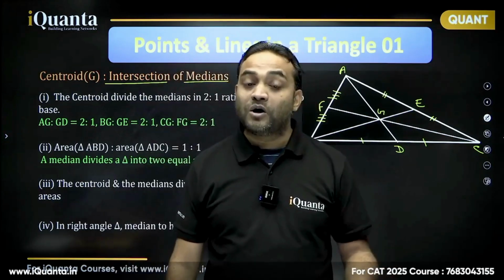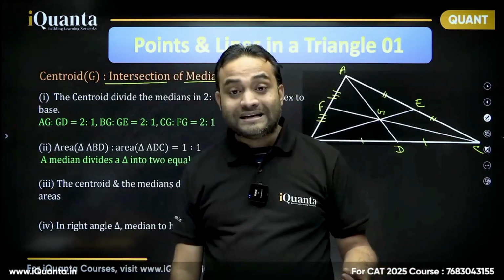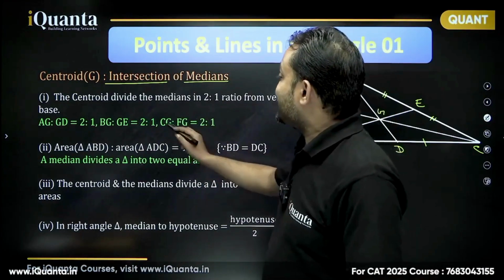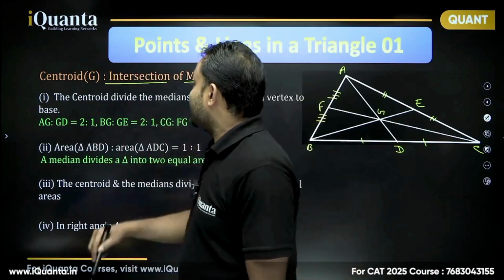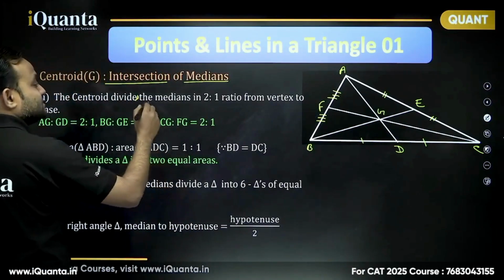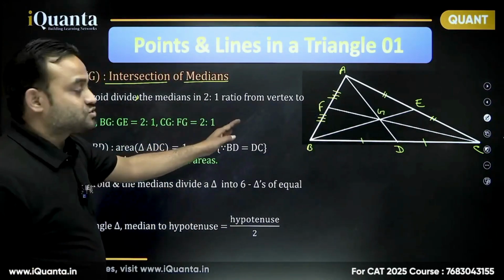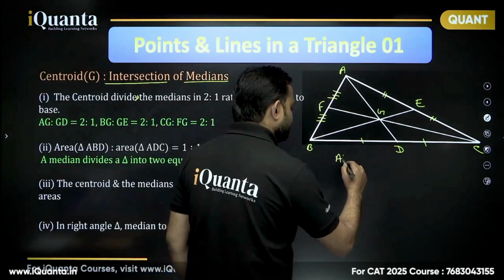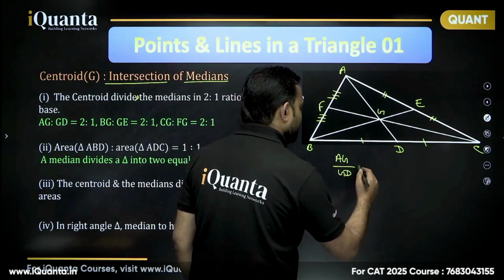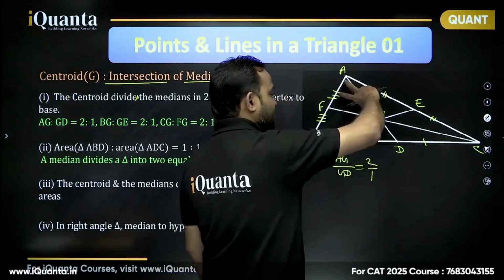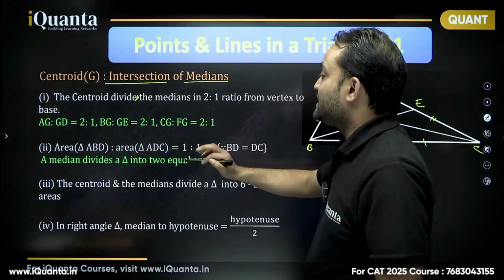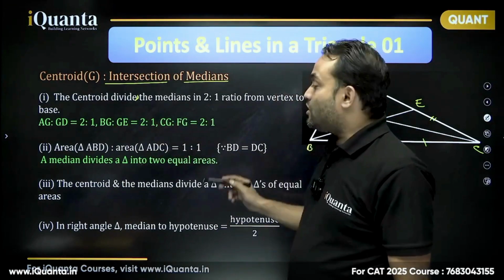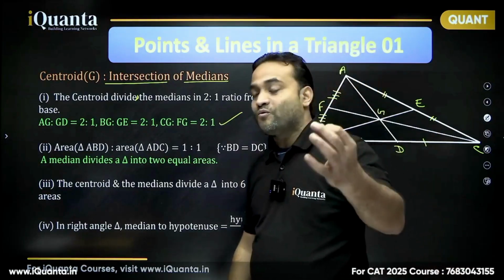Now what do we know about centroid, medians and their properties? So first, most important part, the centroid divides the medians in 2:1 ratio from vertex to base. That means AG upon GD will be equal to 2/1. AG upon GD, which is given here. AG is to GD, BG is to GE, CG is to FG. All of these are nothing but 2:1.